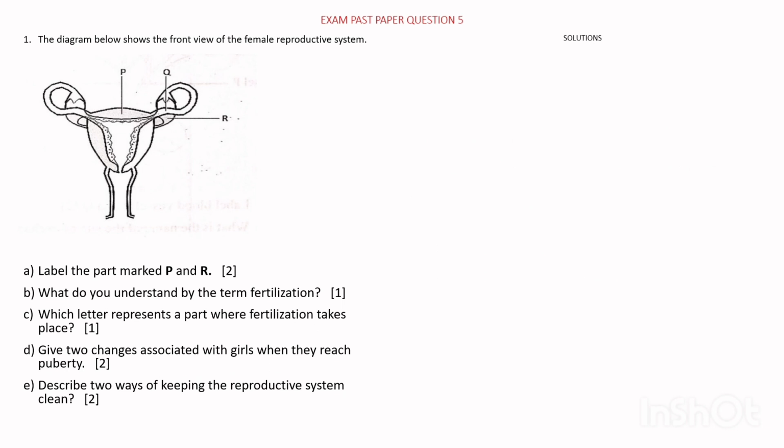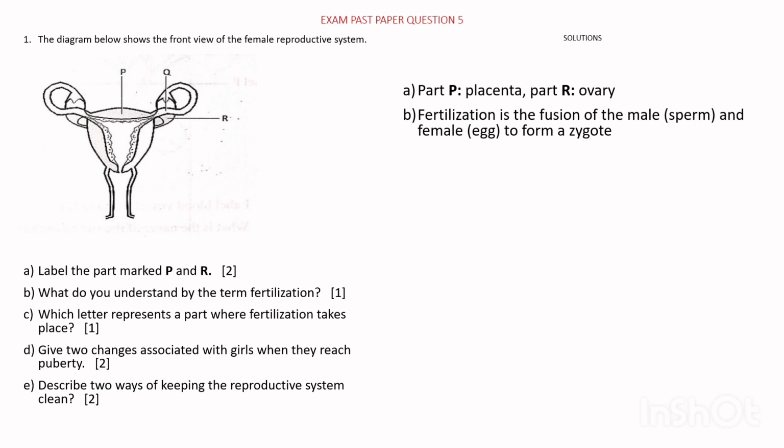The diagram below shows the front view of the female reproductive system. Question A. Label the parts marked P and R. Part P is the placenta, part R is the ovary. Question B. What do you understand by the term fertilization? Fertilization is the fusion of the male sperm and the female egg to form a zygote. We move to question C. Which letter represents a part where fertilization takes place? Fertilization takes place in the oviduct or the fallopian tube, which is part Q.